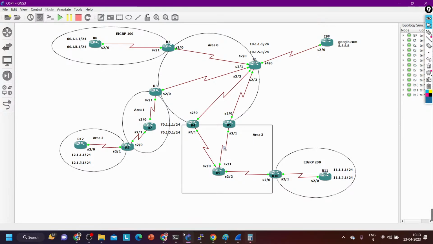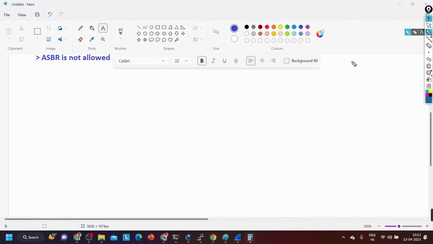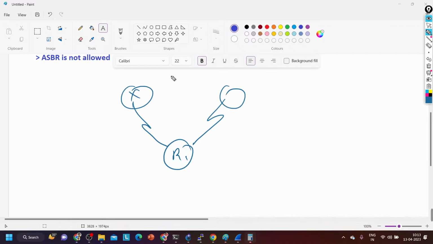A router will install OSPF prefixes via O also, yes or no? Via OIA also, meaning intra-area prefixes, via E1 also, via E2 also, via N1 also, and via N2 also. Yes or no? So guys, suppose I have one router over here, R1. And this router is connected with another router and with two routers. Suppose both routers are advertising one network, that is 10.1.1.0/24.